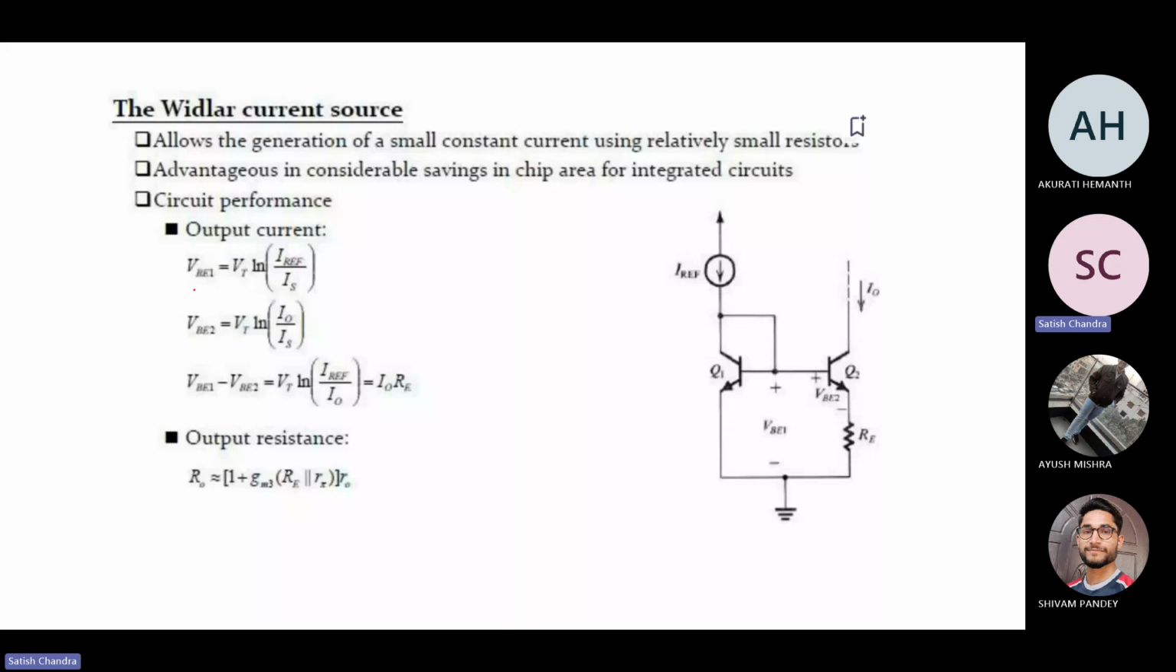Basically, we have already seen that this is what happens. We already have the RE, so although we give the same kind of resistance, we can reduce the current I0 with the help of RE. As well as that, the output resistance is improved because of this RE. We attain R0 equal to [1 + gm3 RE parallel rπ] times r0. That is what basically happens.